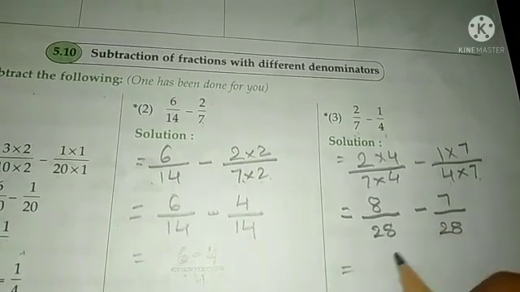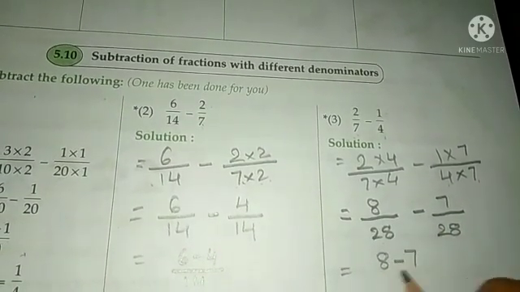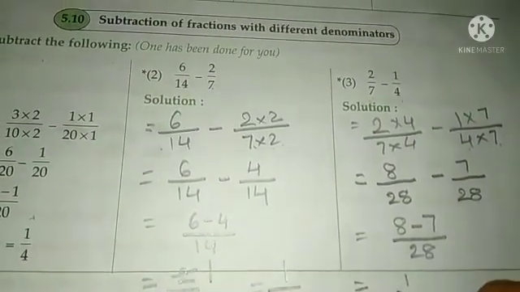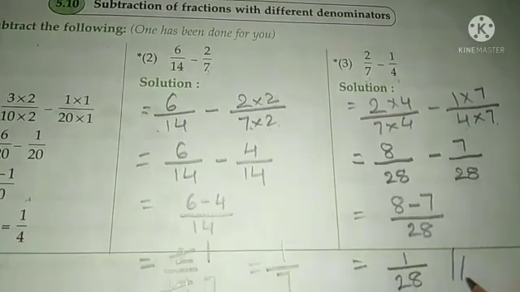So just subtract your numerators, that is 8 minus 7 upon 28. So what will you get over here, that is 1 upon 28. Clear, students?